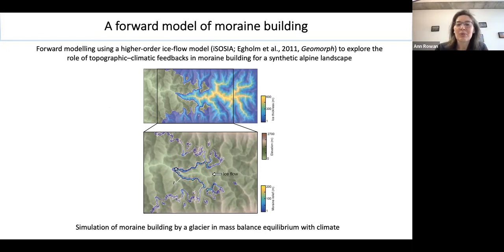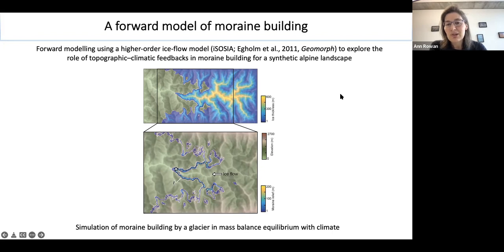Okay, so what we've done to think about this problem is, instead of using an inverse model, as we've seen in the New Zealand example and is commonly used in paleoglaciological studies, use a forward model of moraine building. So, starting from a synthetic alpine landscape that hasn't been previously glaciated, a fluvial sort of landscape, and running a glacier model over that, that includes the transport and deposition of sediment, to look at how moraines would form under a different set of simplified climate forcings.